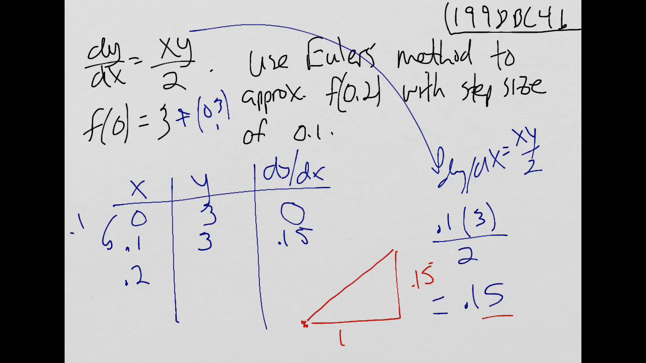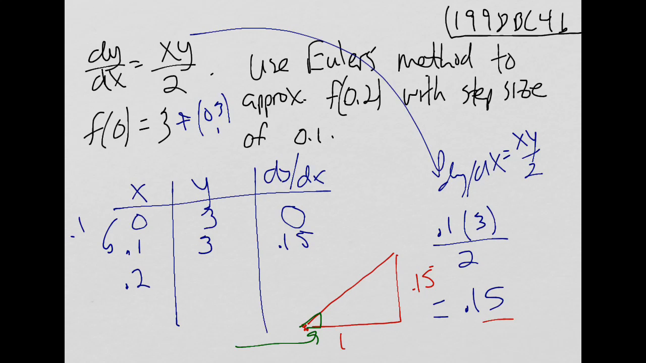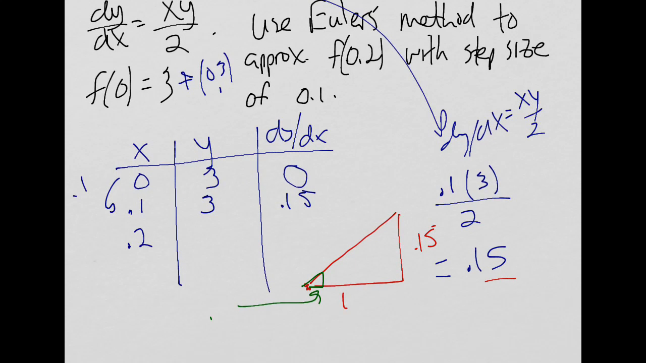Now, I'm not going over a full 1 unit. I'm only going over my step size of 0.1. So I need to figure out the corresponding height that would represent moving over 0.1. So you can imagine I would have a much smaller triangle. Let me give myself some more space. This jump right here, 0.1, and you have to figure out what that height would be.